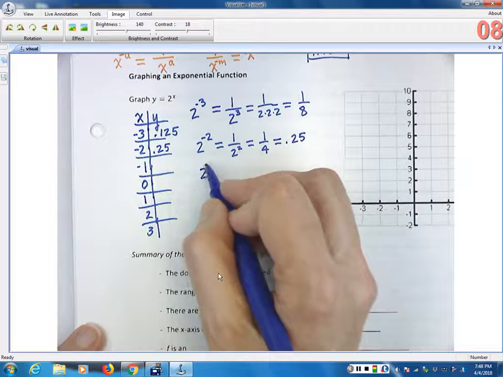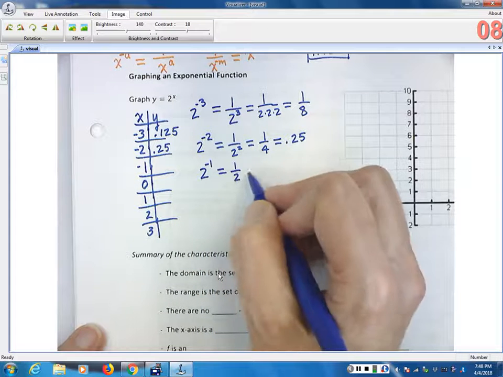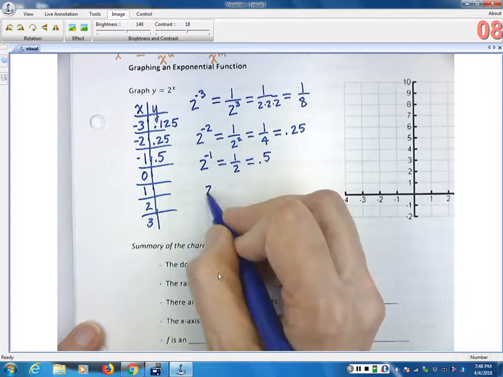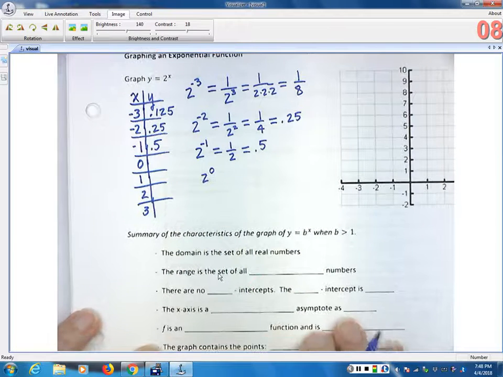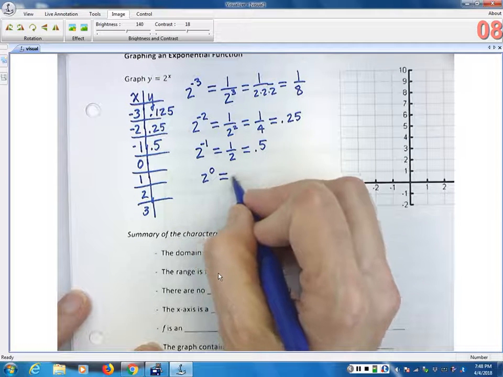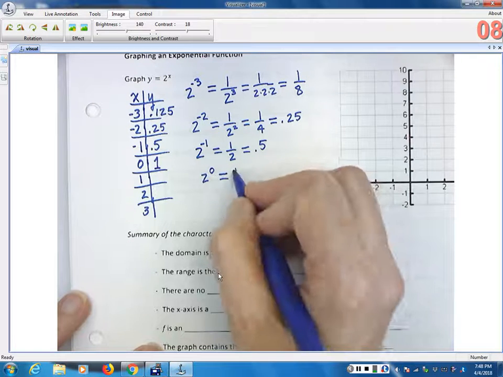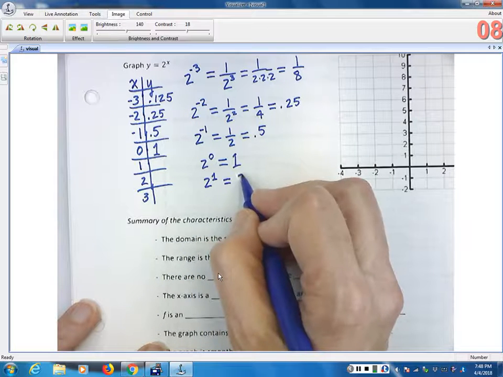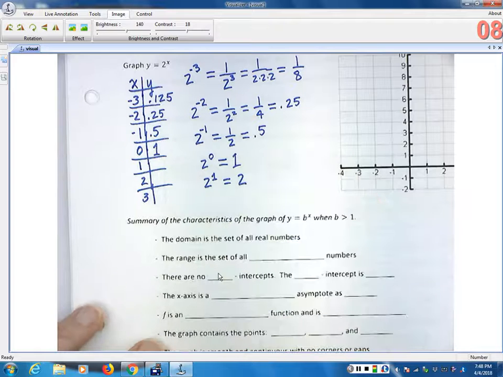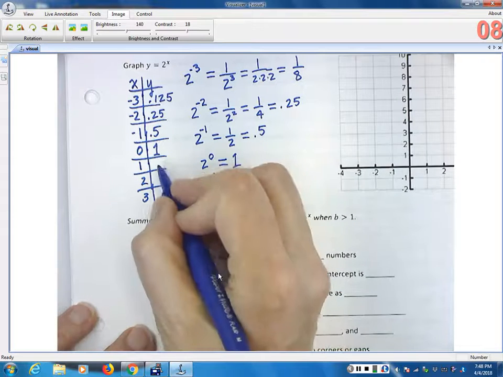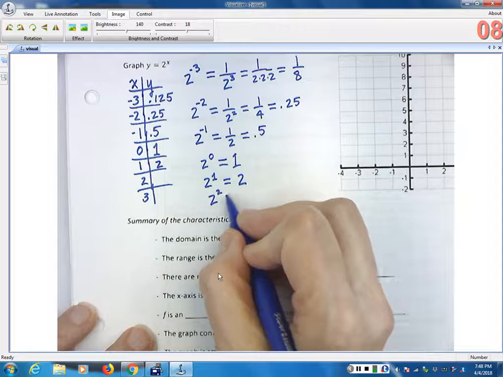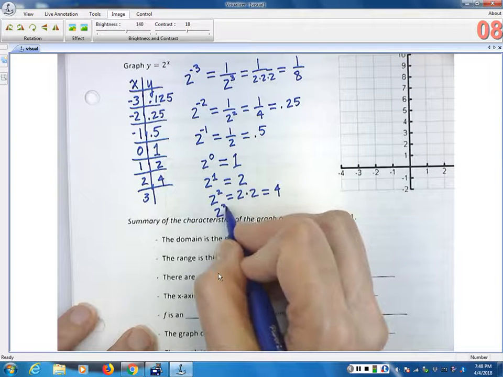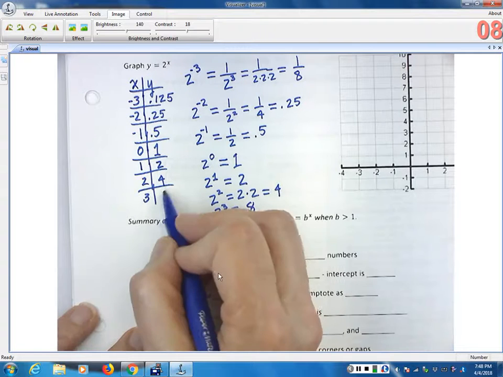And 2 to the -1 is 1 over 2, which is 0.5. And 2 to the 0, anything raised to the 0 power is what? 1. So it's a 1. And 2 to the first power is what? 2. Anything raised to the first power is itself. And of course 2 squared is 2 times 2, 4. And 2 to the third power is 8, 2 times 2 times 2.